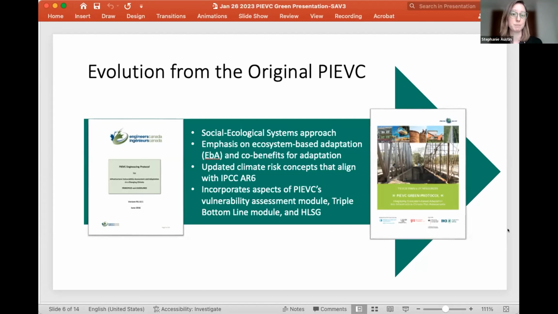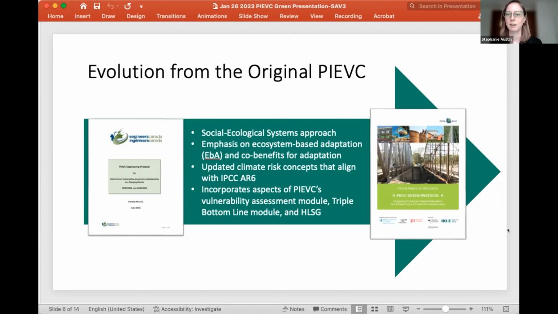This goes along with what Joel was mentioning of the need to be abreast with what's going on internationally and advances in climate risk concepts. We've also tried to bring in as much content as we could from different PIEVC family of resources into one to make it a bit of a one-stop shop.